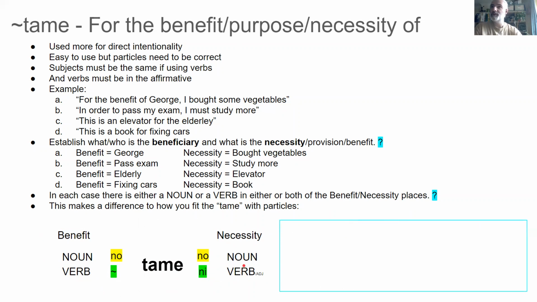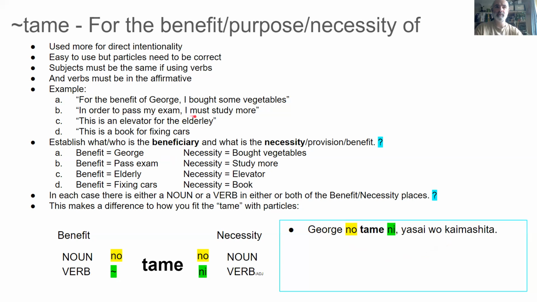So to answer these questions, how to make them correctly. The first one, George is the beneficiary. He is a noun. And the necessity or the service was to buy vegetables, which is clearly a verb. So it should be George-san no, because he is a noun, tame ni yasai o kaimashita. Let's see. George no tame ni yasai o kaimashita.